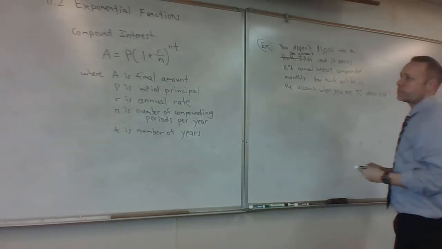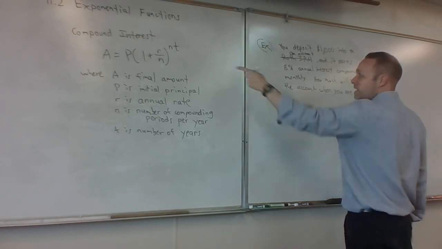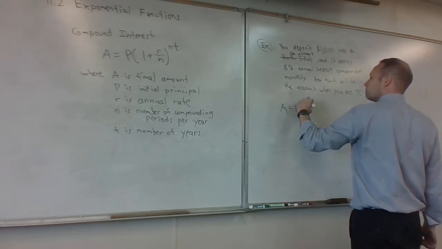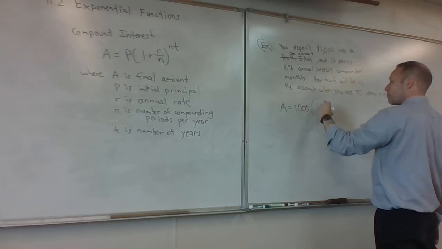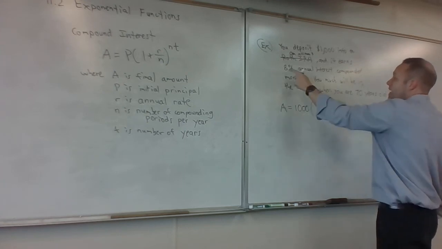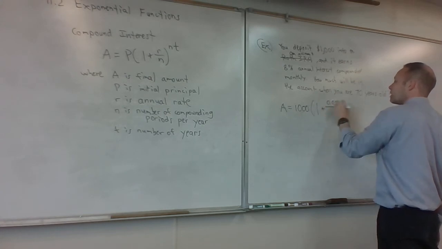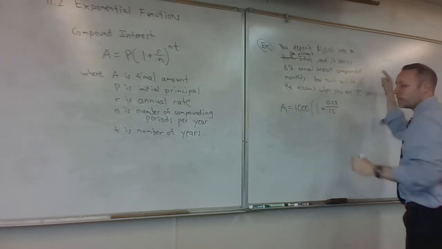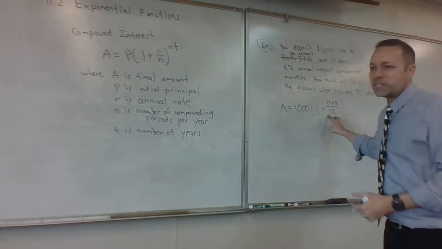All right, let's see what we're going to get. So here's our equation. We're looking for the final amount, A. The initial principal, we're depositing $1,000. And this is growth, so I'm going to say plus. 8% is the annual interest, so 0.08 divided by, it's compounded monthly, so I'm going to go with 12. If it was compounded weekly, this would be over 52.